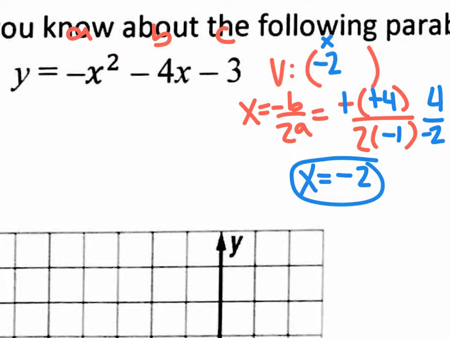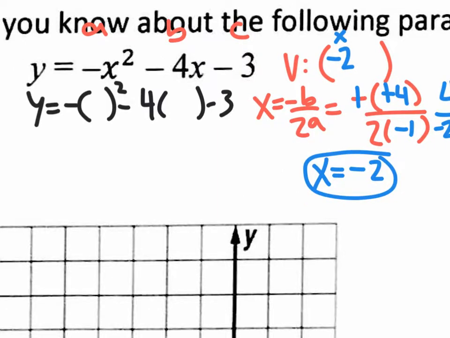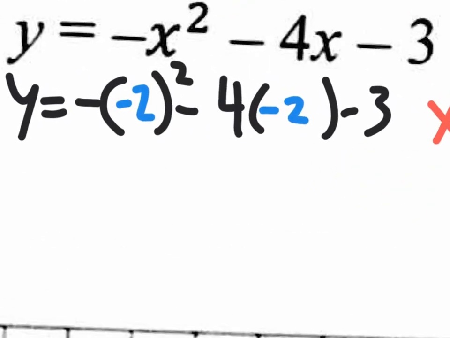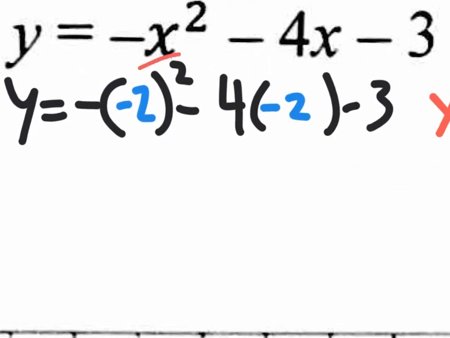So what we need to do now is find the y value by going back to the original and replacing the x's with parentheses, so I can plug in the negative 2. Let me rewrite this with parentheses instead of x's. And let's plug in a negative 2 right in there. And let's zoom in and work this out. We're going to start with exponents. Negative 2 to the second power is positive 4. But don't forget about this minus sign that's out here in the front.